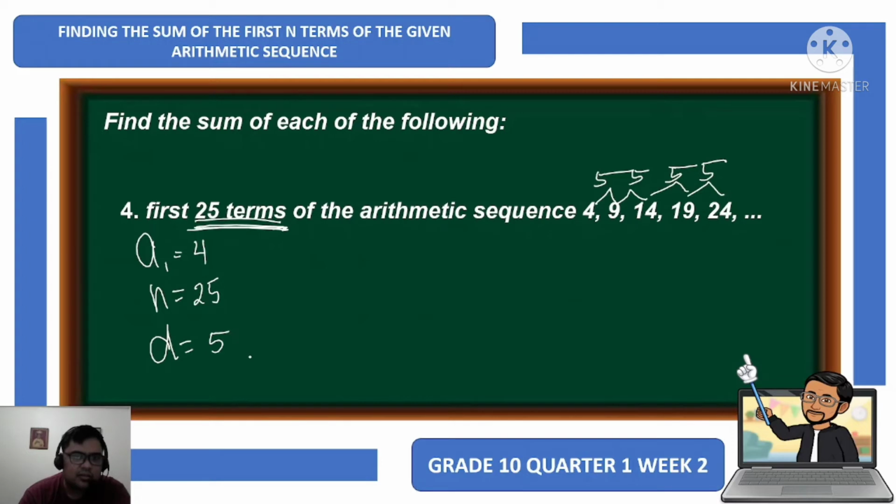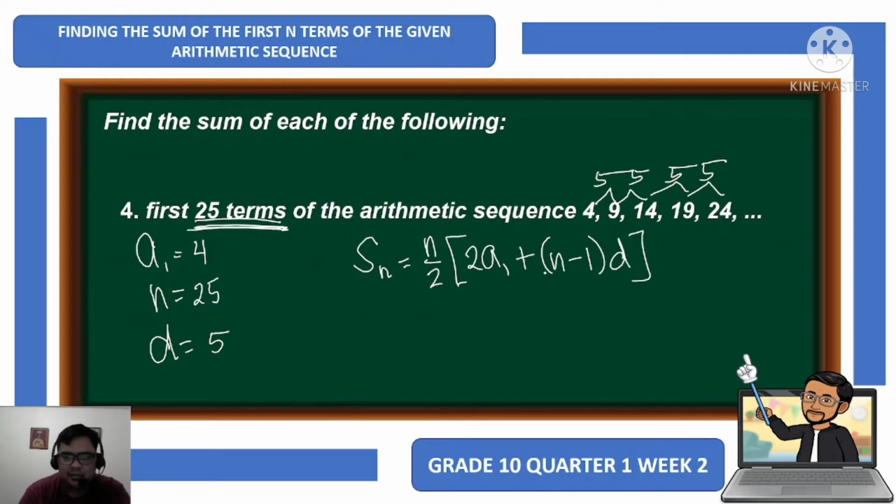Since we do not know the last term and we know only the common difference, we can use the alternate form of the arithmetic series or yung other formula. S sub n is equal to n over 2 multiplied by 2 a sub 1 plus n minus 1 times d. So, instead ng kaninang formula, ganito yung formula na gagamitin natin in this problem.